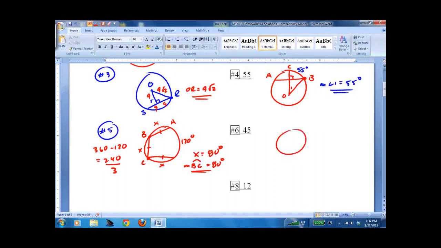Number 6. Draw this one a little bigger. I'm drawing those bent so they're a little bit easier to see. And they're asking for the measure of arc CD. Well, this whole thing is 90, and we've got 2 congruent chords, so it just cuts it in half, so you're looking at 45 degrees.